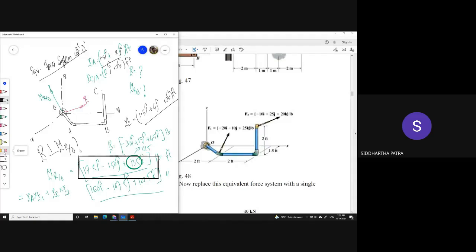But before going there, I would like to mention something. In your classroom, I have shared a link to a set of problem sheets, and that covers your entire syllabus. It appears to me you are not practicing enough problems. So whatever we have covered so far, up to chapter 2 of the book by Meriam and Kraige, that is going to be your assignment.